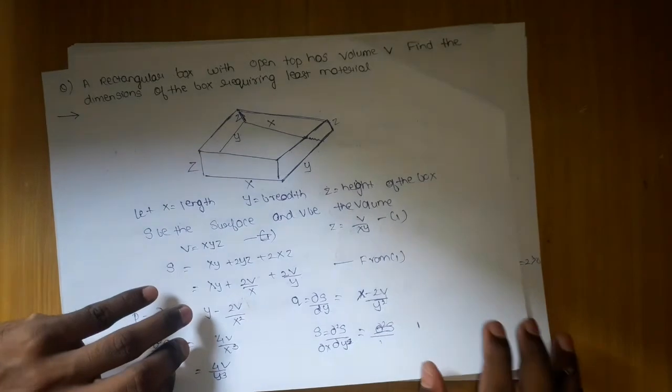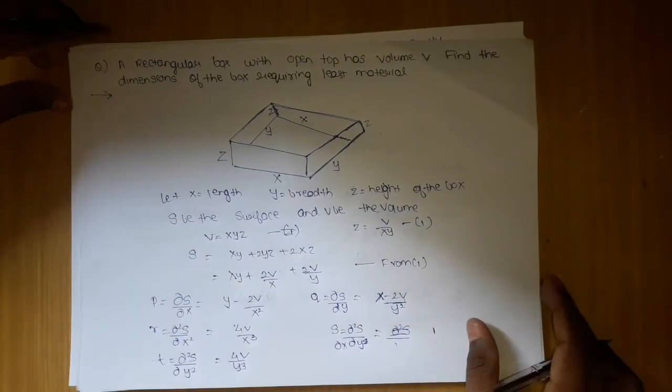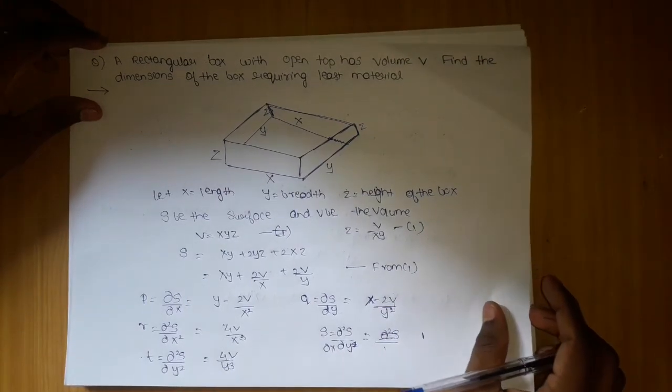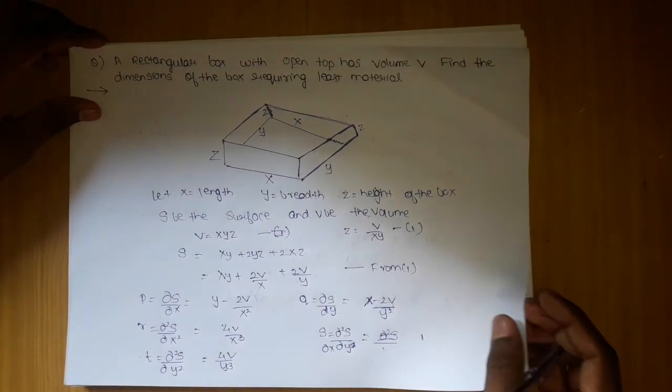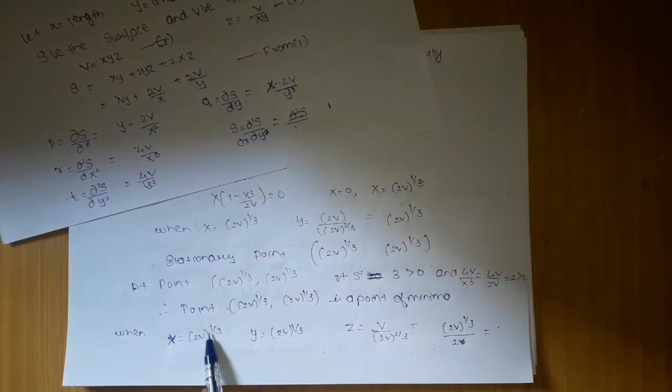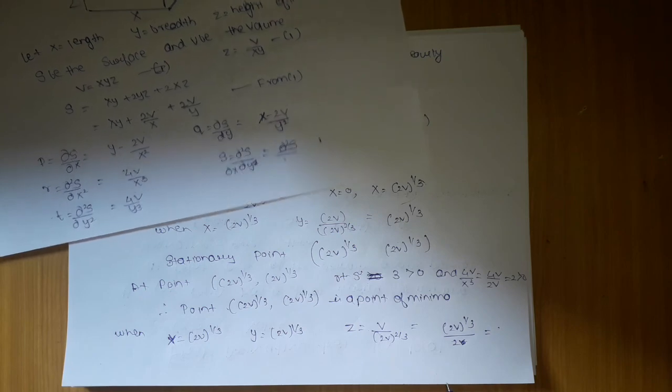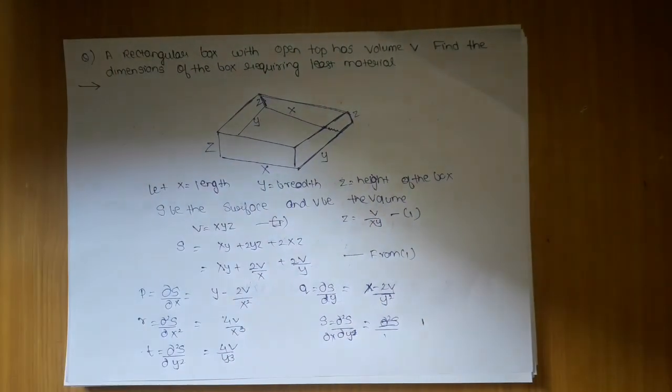So hope you have understood that the three dimensions for which we are going to have the least material required for this rectangular box are 2v power 1 by 3, 2v power 1 by 3, and 2v power 1 by 3 by 2. So this was the last question on the first derivative and second derivative test to determine maxima and minima at a certain point. And in the next lecture we are going to move on to the Lagrange method of determining maxima and minima.